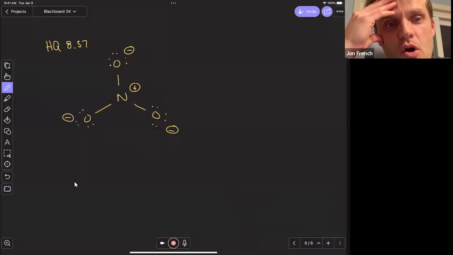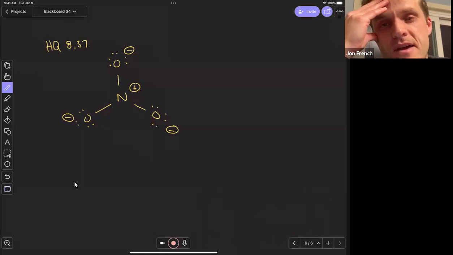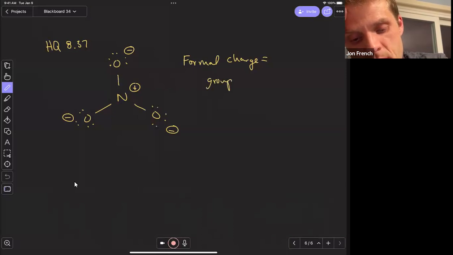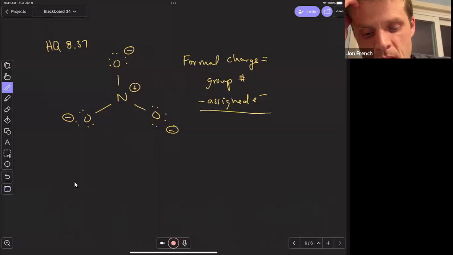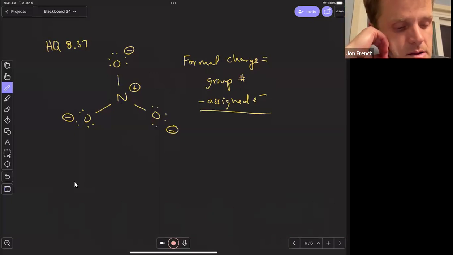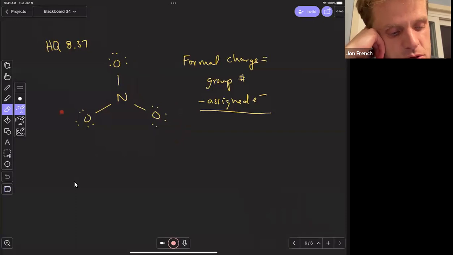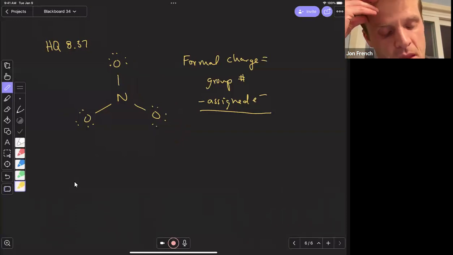Mistake number two is a little bit harder to see. And to do that, we'd have to calculate formal charge. Formal charge equals our group number minus assigned electrons. I already added in the formal charges there, but let's just say we didn't know the formal charge, and we wanted to add in those formal charges to answer the rest of these questions.